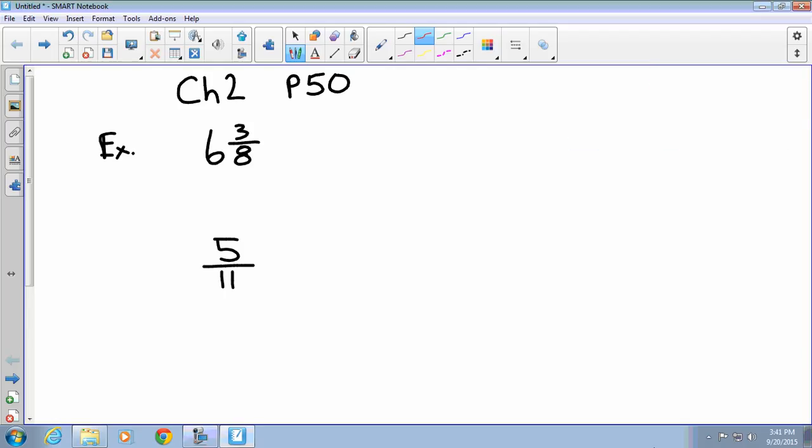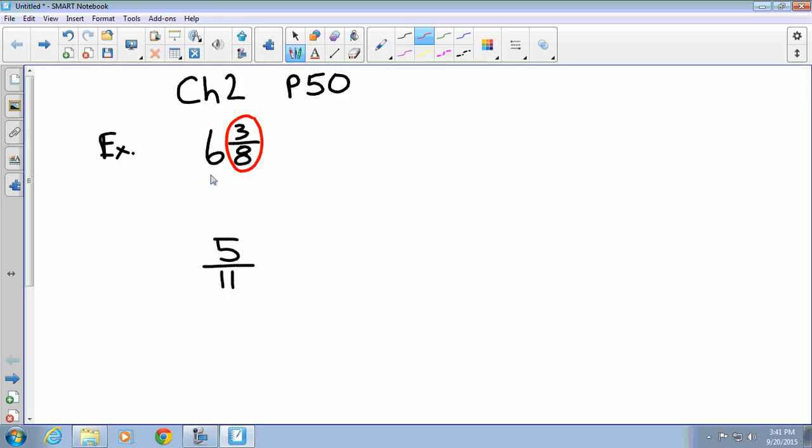We are now on chapter 2, page 50, and I'm going over the example problems on page 50. We're talking about a terminating decimal and a repeating decimal. And in part A, we have 6 3/8. What we want to do is isolate and look at the fraction.